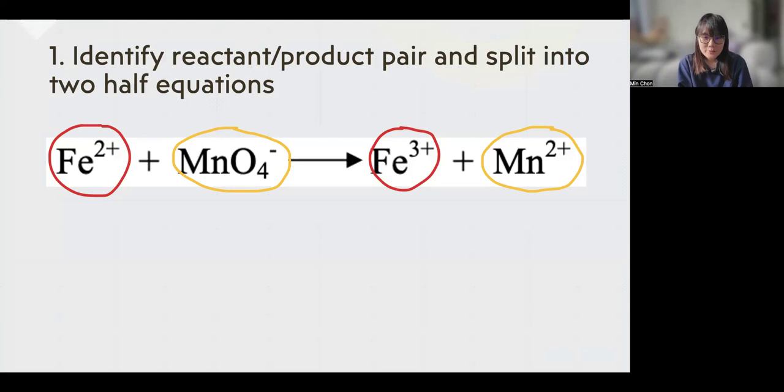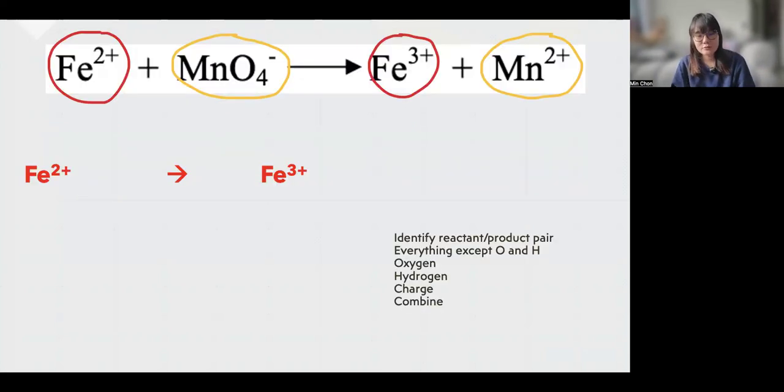So, for example, we have Fe2+ and MnO4- to give Fe3+ and Mn2+. First, we've got to identify the reactant product pair, and they are circled in red and orange. For Fe2+ to Fe3+, we can also apply the mnemonic, IEOHCC. So we have identified the reactant product pair and balanced everything else that is not O and H. In this case, it is Fe. There's only one Fe on both sides of the equation. There's no oxygen here and no hydrogen to balance, so we can skip that.